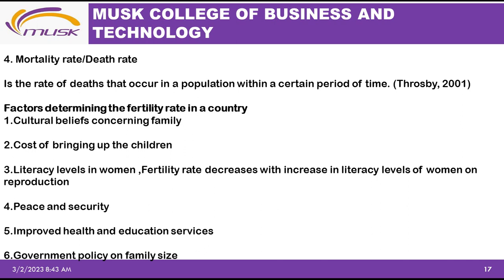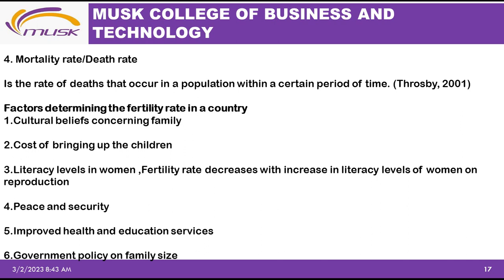The other one is peace and security around a place, improved health and educational services. And so once the government improves the health and the educational services, people are able to multiply. For example, in Kenya, we had one of our former government regimes, the one that was run by President Mwai Kibaki. When he came into office, he said that primary school education will be free.